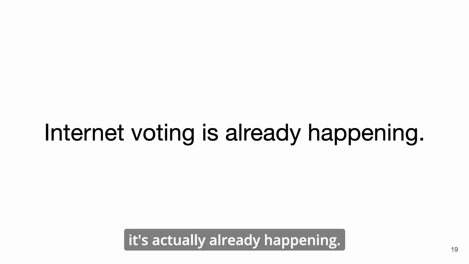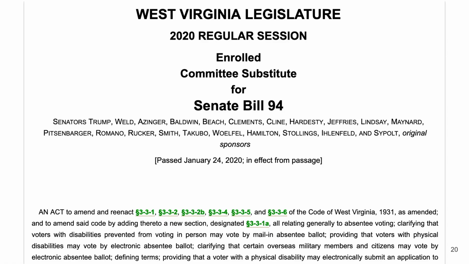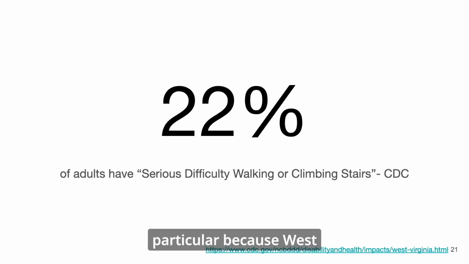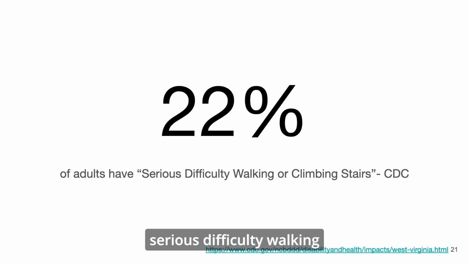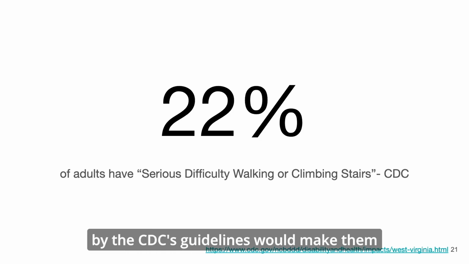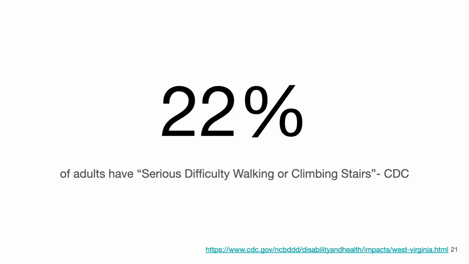And even more than that, it's actually already happening. As the panel before said, this is actually deployed in a number of states. In fact, in West Virginia, they passed a law in 2020 that said that anyone with a disability could cast a ballot over the internet. And it's interesting in West Virginia in particular because West Virginia has a higher number than average of disabled voters. Roughly 22% of their adults, for example, have serious difficulty walking or climbing stairs, which by the CDC's guidelines would make them count as somebody that could cast their ballot over the internet.